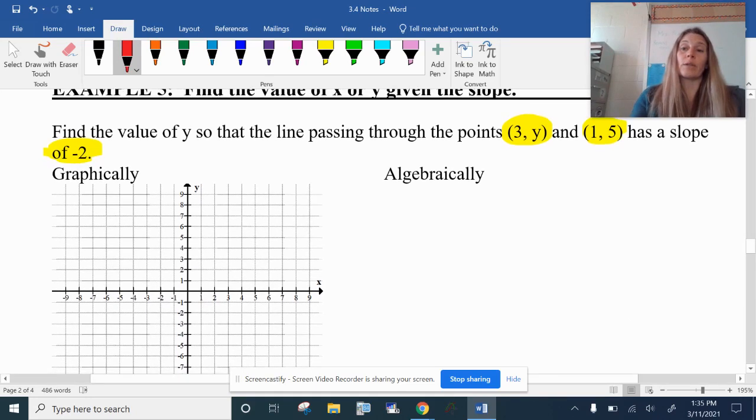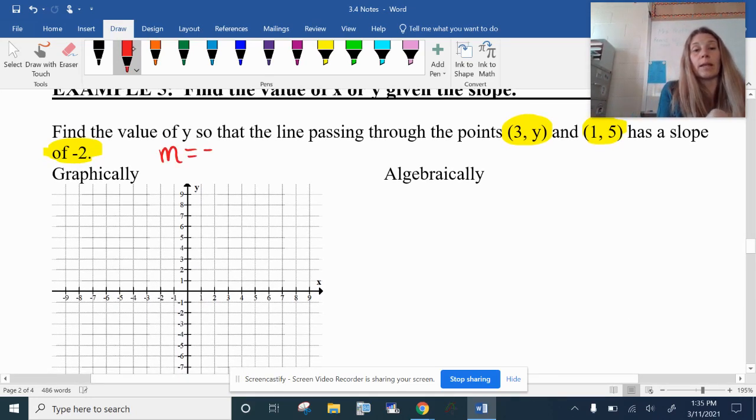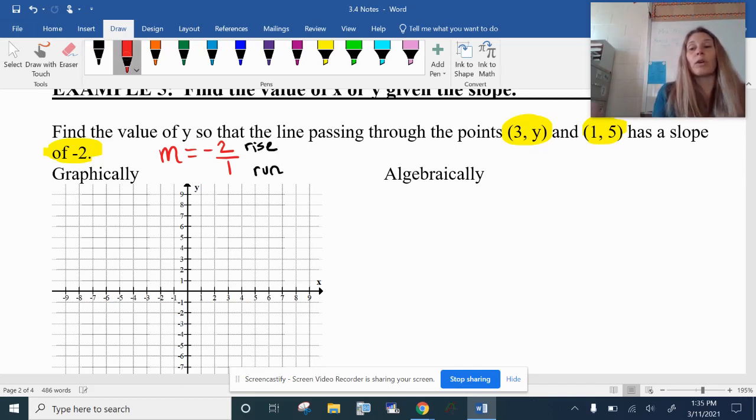So what I would do, if I were going to do this graphically, just to kind of show you how this could work, I know that my slope is negative 2, so that's negative 2 over 1, right? So negative 2 is my rise, and the 1 will be my run. So I'm going to start out by plotting the point that I know. So I know this point (1, 5), I can plot that. Over 1, up 5. Then I want to plot the next point.